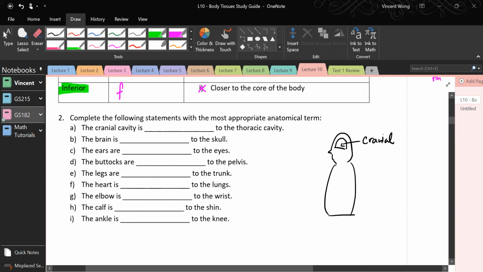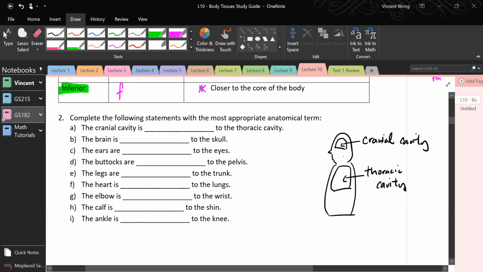That's where your brain is going to be. Here is your thoracic cavity. What do we find in the thoracic cavity? Give me like 2 organs that you can think of that would be in the thoracic cavity. Anybody?